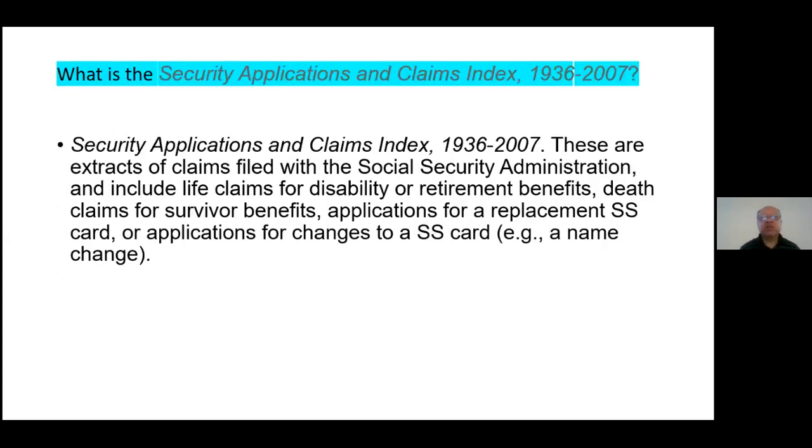Now, what is the Social Security Claims, Applications, and Claim Index? These are extracts of claims filed with the administration and include life claims for disability or retirement benefits, death claims for survivor benefits, applications for a replacement Social Security card, or applications for changes to a Social Security card itself, i.e. a name change for a woman to get married. So again, my wife had to file for hers, obviously, and you ladies here perhaps had to do the same thing.